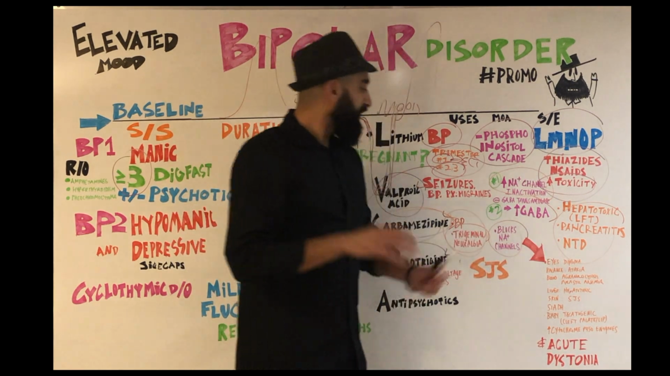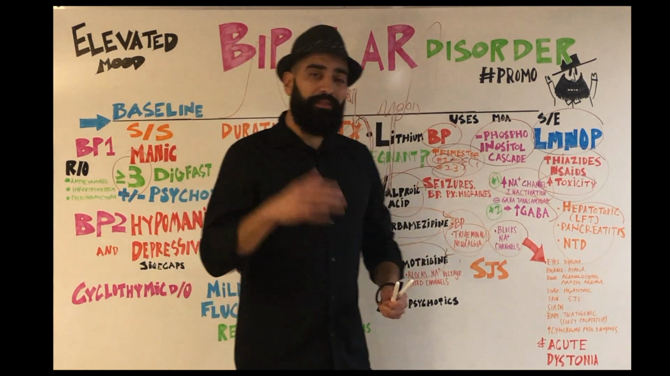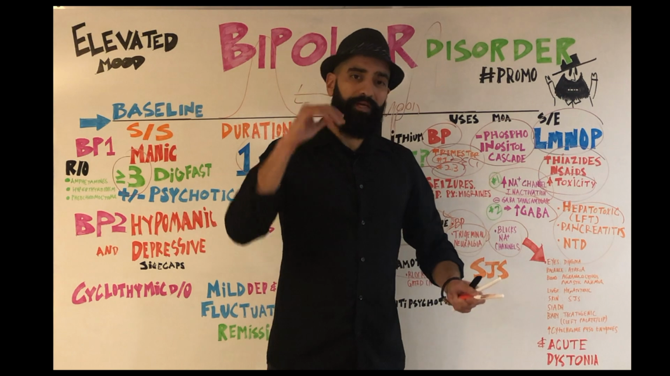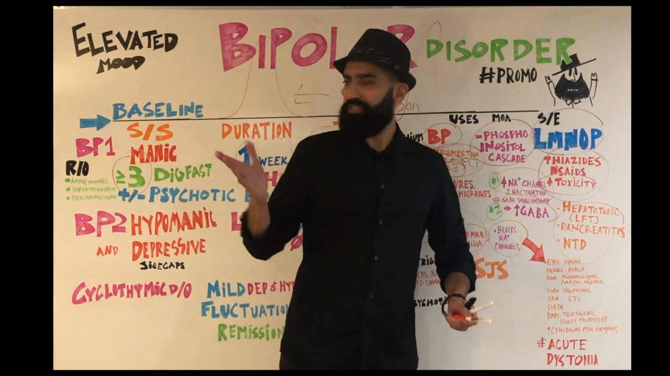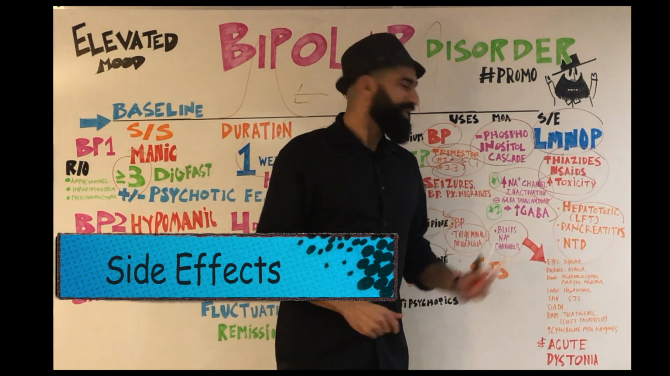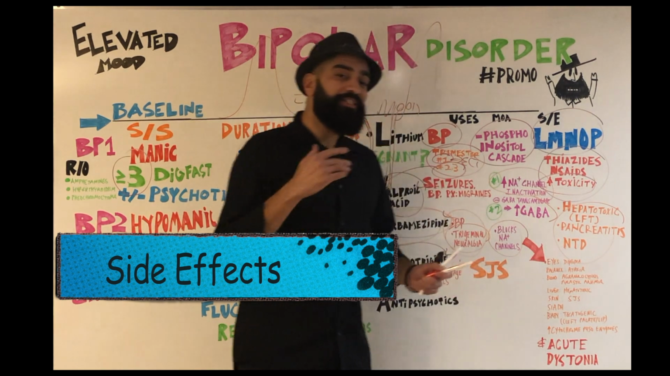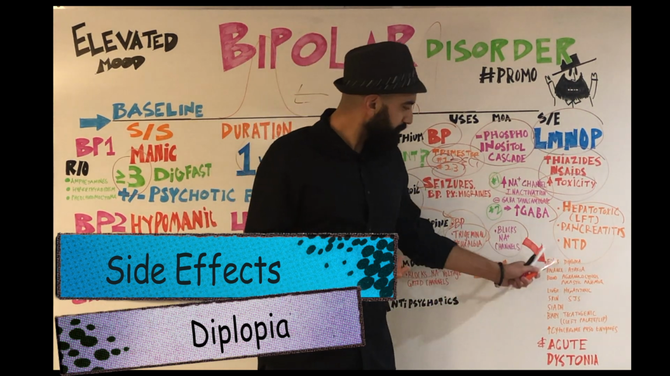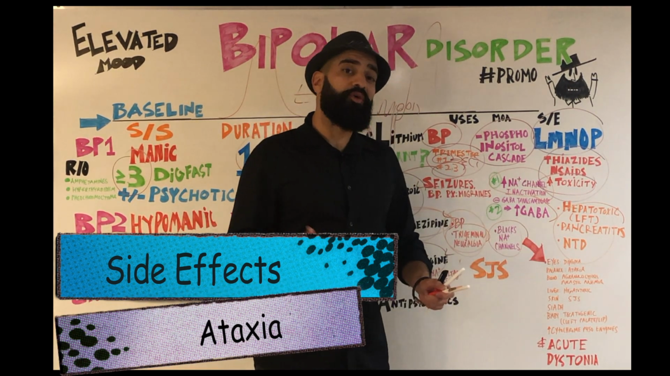This one has a lot of different side effects. I'm going to say them out. I know it might be a little hard for you to read, but I will make sure it's all printed like you'll see right now. Okay, so on the eyes, it's going to cause double vision, so diplopia. It's going to cause balance issues known as ataxia.